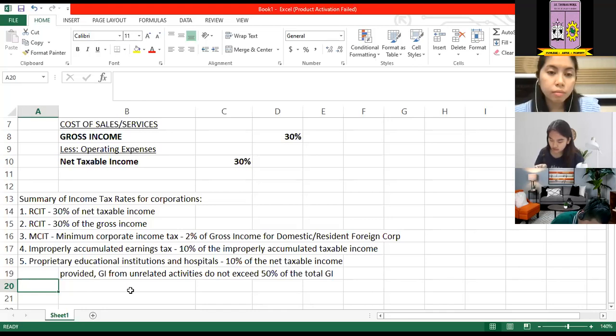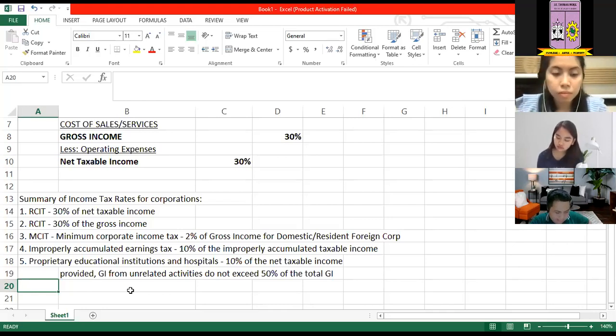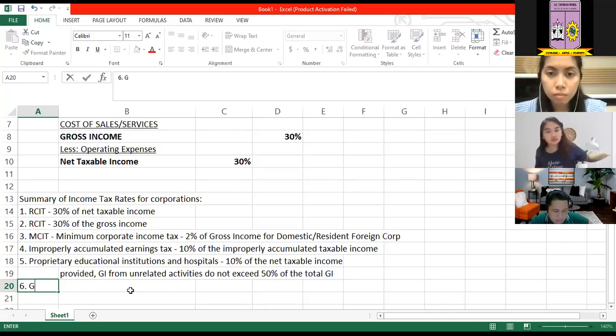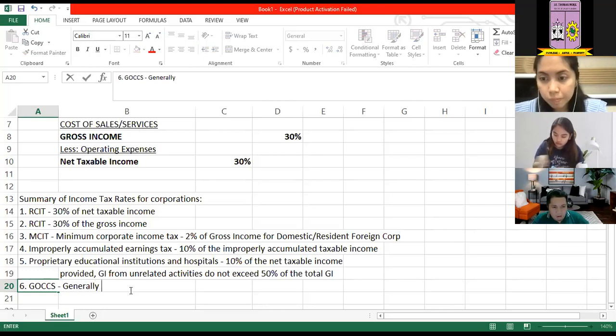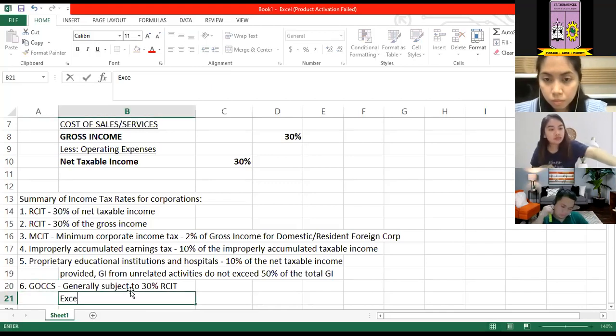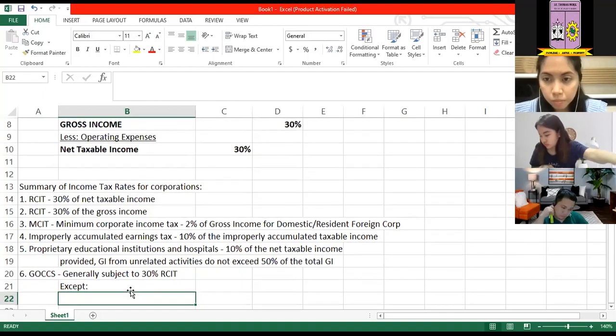So, yung general rule natin all the time is taxable. Yan yung general rule natin. Kahit na government corporation yan, okay? Ang exemption lang to the rule by express provision of the NIRC are the following. Okay? Lagyan natin dito, GOCCs. So, GOCCs generally subject to 30% RCIT, okay? Except the following.